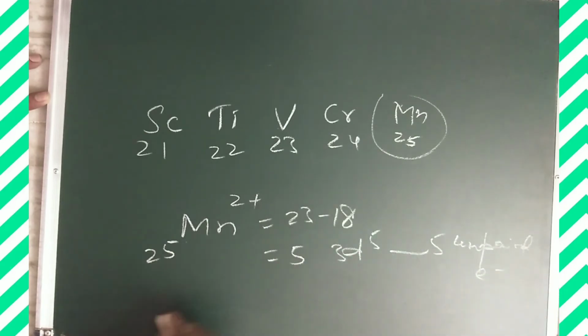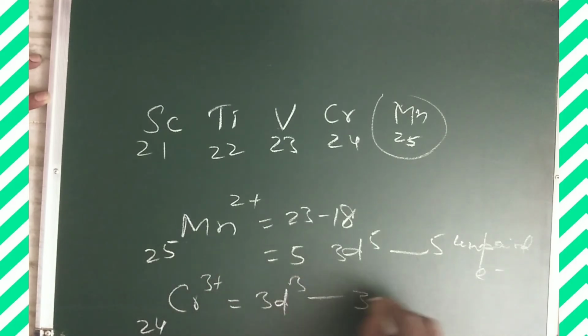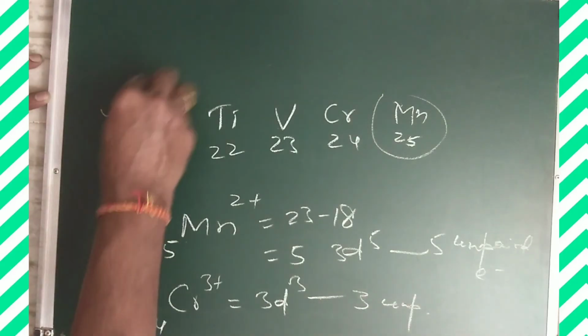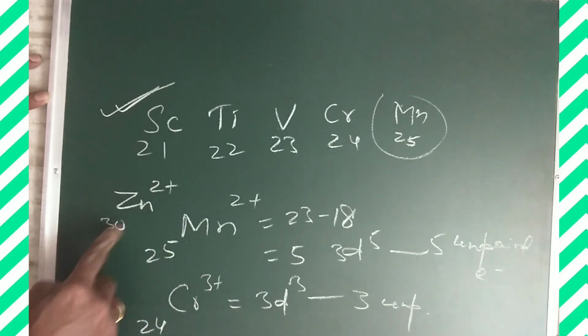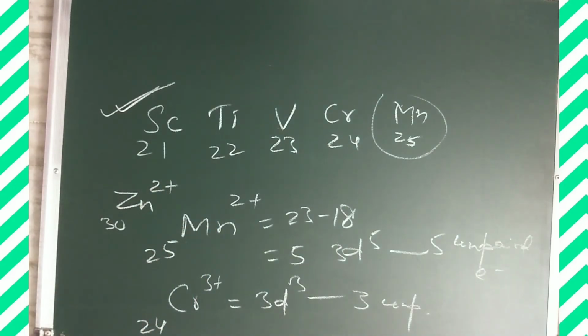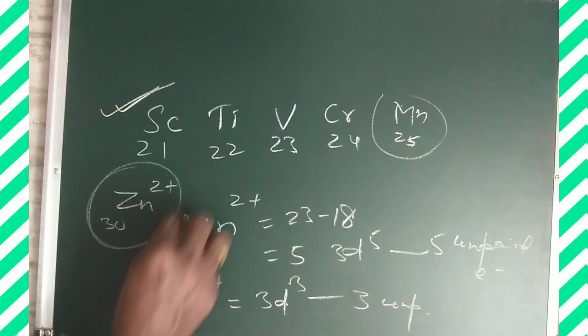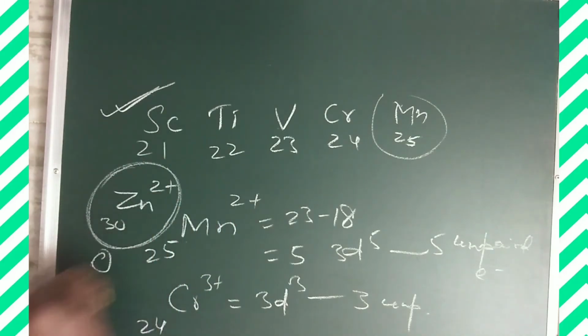Suppose they ask you chromium 3+. Chromium is 24. 24 minus 3 is 21. 21 minus 18 is 3. So it is 3d3. That means it has 3 unpaired electrons. So this trick can be used for the 3d series easily. Suppose they ask Zn2+. Zinc is 30. 30 minus 2 is 28. 28 minus 18 is 10. So it has no unpaired electron. Zn2+ has 0 unpaired electrons. In the atomic form as well as in the ionic form, zinc doesn't have any unpaired electron.